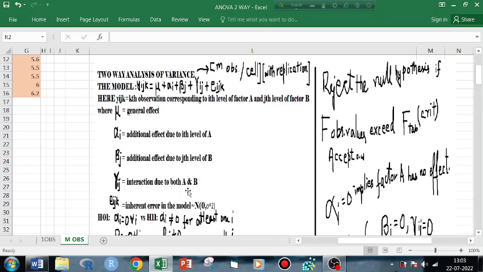Now, in the two-way ANOVA model with one observation per cell, we assume this gamma ij to be 0, because we had just one observation per cell, and when we have just one observation, it is generally not possible to get a better estimate of the interaction of the two factors.